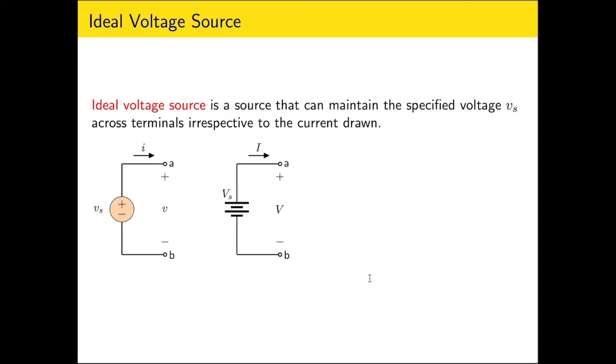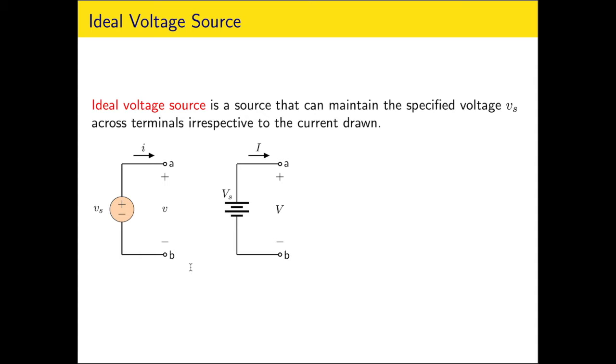There are two representations for the voltage source. One is the battery symbol. This battery representation is for DC circuits, whereas the other one, a circle with the plus minus sign, is for both AC as well as DC. When we say plus, it is at higher potential with respect to the lower negative terminal.